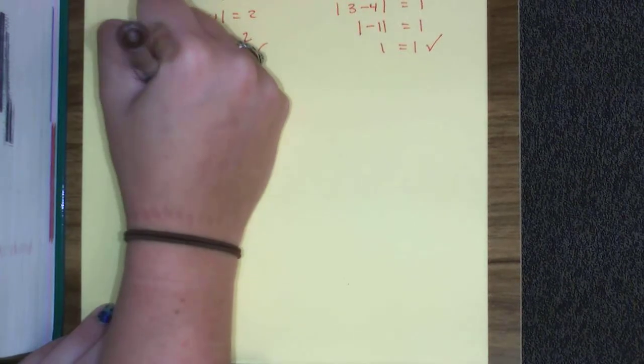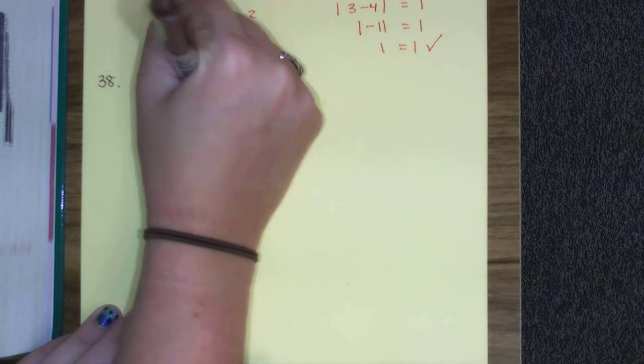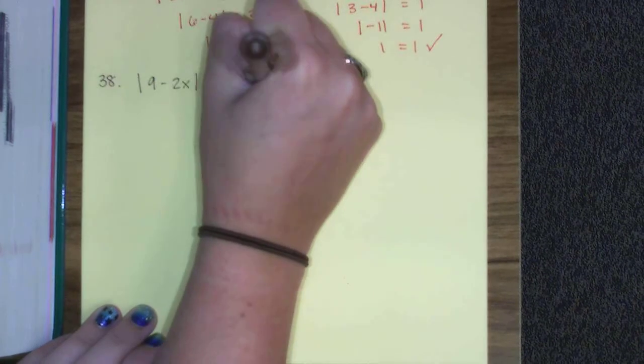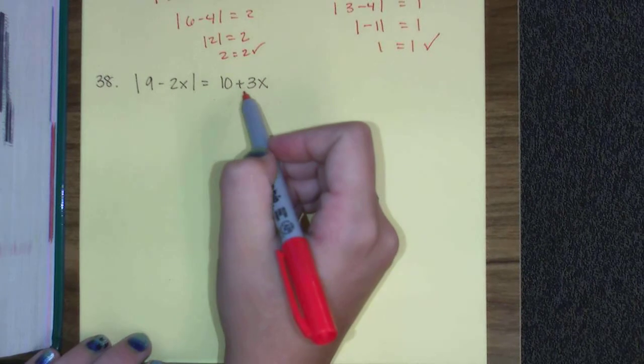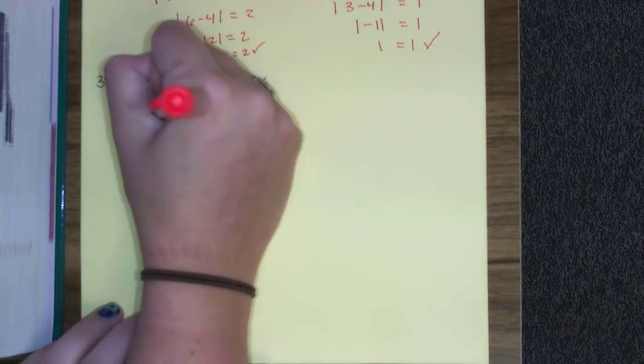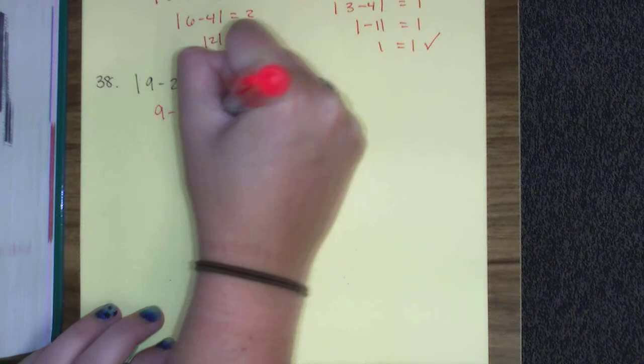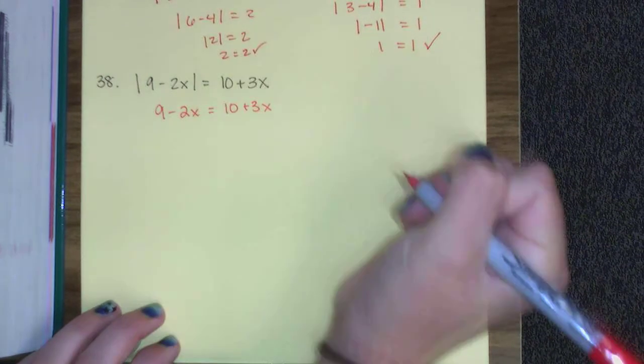The absolute value of 9 minus 2x is equal to 10 plus 3x. So, ideas on how to set this one up. To make this one of them negative, is that what you're saying? Okay. Yep. So 9 minus 2x is equal to 10 plus 3x. So that's the one we just copy down.